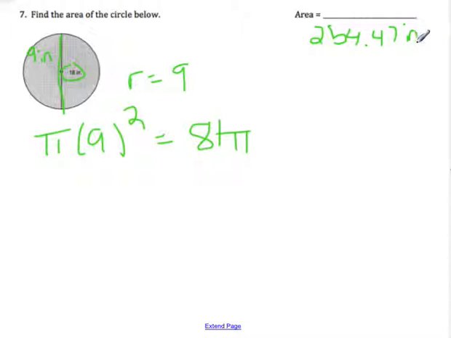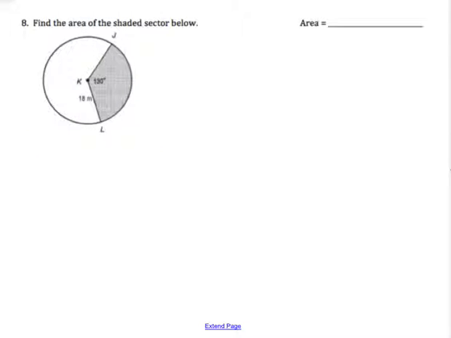And then you're going to do inches squared. Okay, again, be watching your rounding, and then you're always going to round to 2 decimal points. Let's take a look at number 8.